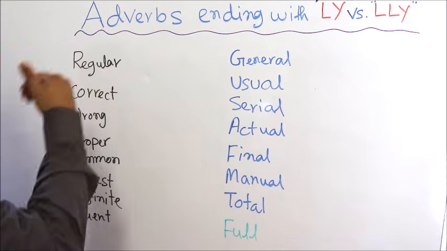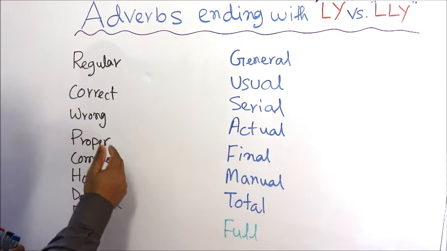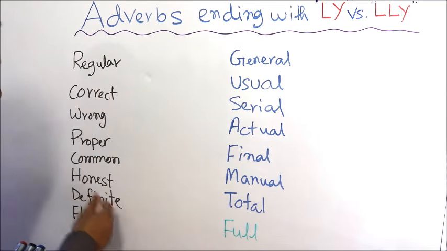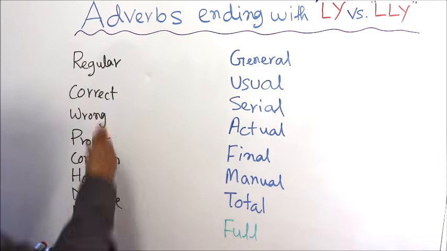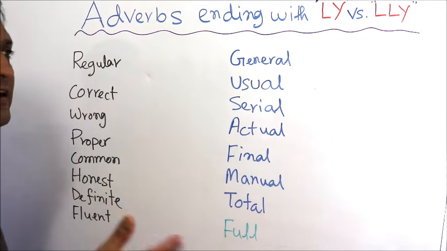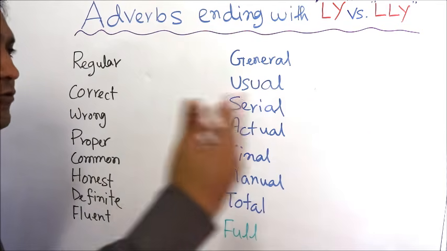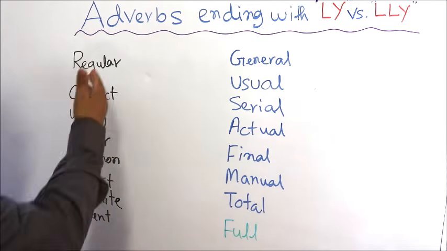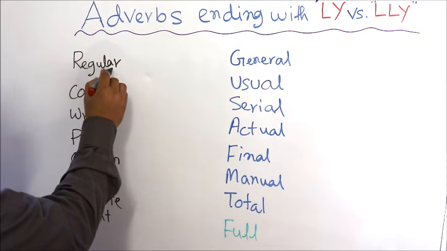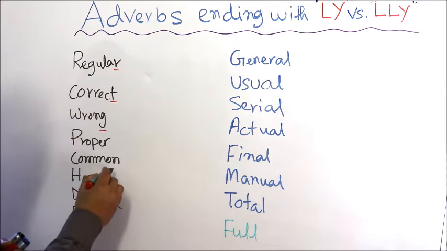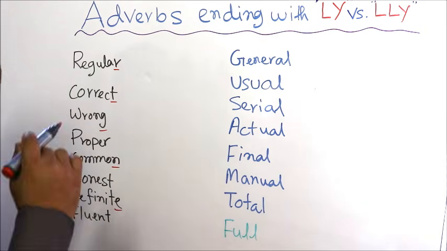I have written here on the left-hand column: regular, correct, wrong, proper, common, honest, definite, fluent. In fact, we are familiar with all these words. They are very easy. We can say that he is regular in the class. Your answer is correct. His answer is wrong, etc. Now we can see that each of the words here ends with different letters like R, T, G, N, E, etc., but we can't see any L here.